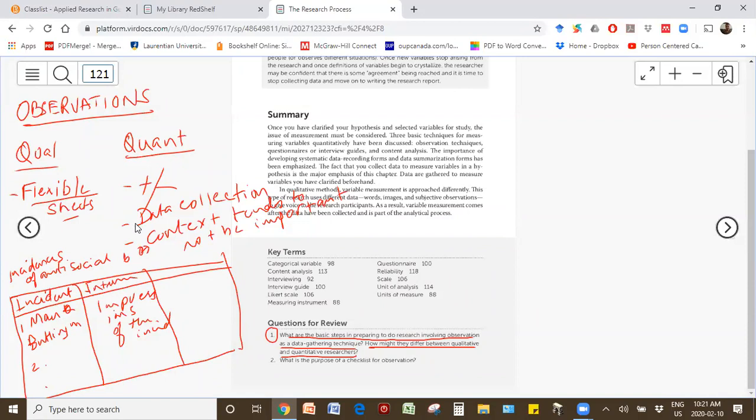Okay, I think that pretty much answers the question how the sheets would be different. Go back to your textbook, go back to the chapter, take a look at how the sheets differ as well, just to give yourselves more of a solid explanation.